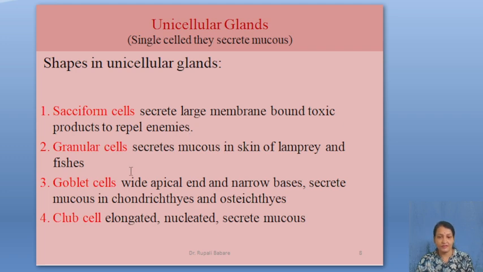Second cell is the granular cell, which secretes the mucus in the skin of lamprey and fishes. Third one is the goblet cell, with wide apical end and narrow base, which secretes the mucus in chondrichthyes and osteichthyes. Fourth type of cell is the Kluge cell, which is elongated, nucleated and secretes the mucus. This is the first epidermal gland on the basis of number of cells, that is the unicellular gland.